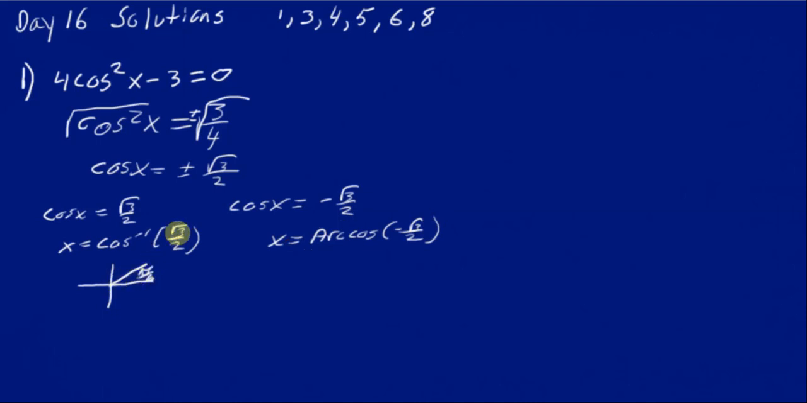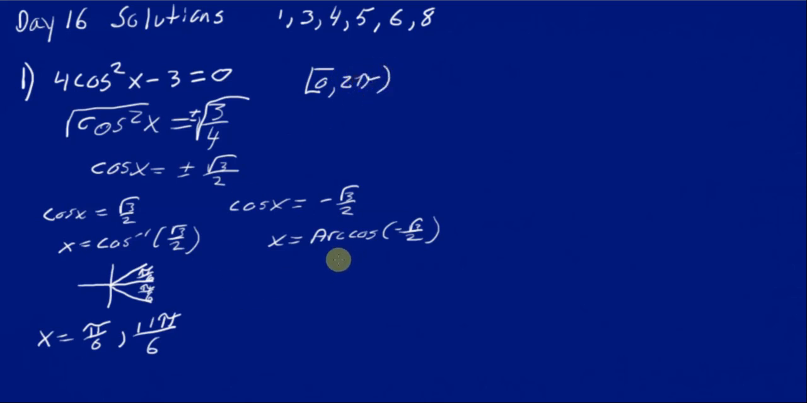Now, the cosine is positive in the first quadrant and also in the fourth quadrant. So I got a reference angle of pi over 6 here. So that means x is equal to pi over 6 and 11 pi over 6, because we are solving this on the interval from 0 to 2 pi.